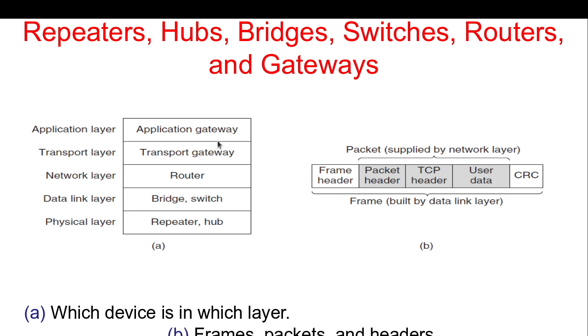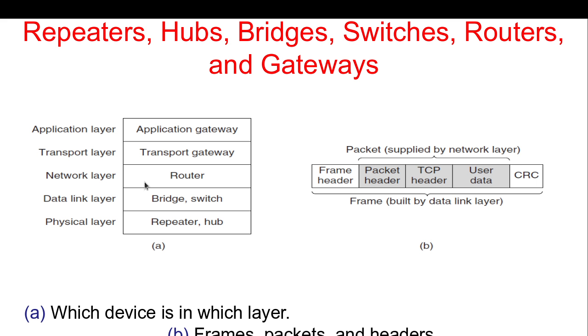So at the last, we'll see the different devices and at what layer they are used. Previously, we have seen repeater and hub. These are the devices used in the physical layer. The next is the switch that you have just seen. Along with the switch, there is one device called a bridge. Rather, they are similar. The bridge is used basically to connect multiple LANs. And these devices, bridge and switch, are used in the data link layer.